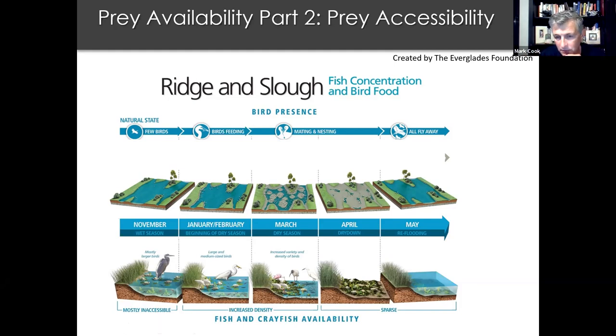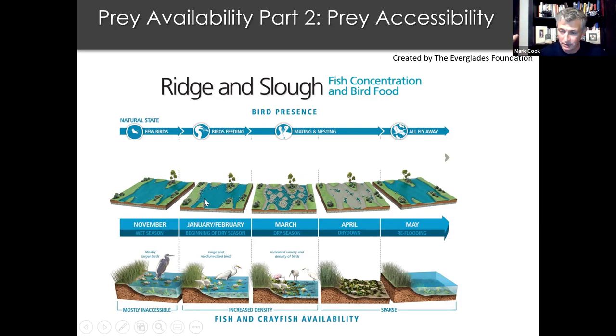So basically what's happening here, if we start over on the left, in November, the ridge and slough system is very wet. It's deep. These sloughs, even though they're only 2 to 3 foot deep, have flooded all the tree islands and the ridges, and all the prey, the crayfish, the fishes, are dispersed across the landscape and hidden. Not only that, but the landscape is 2 to 3 foot deep, which is just too deep for many of these birds to forage in. But as the dry season kicks in, water levels slowly decline, the areal coverage of the landscape shrinks, and water starts moving off the ridges.